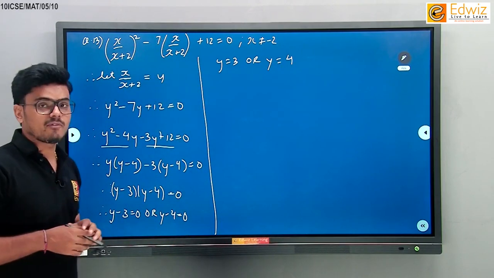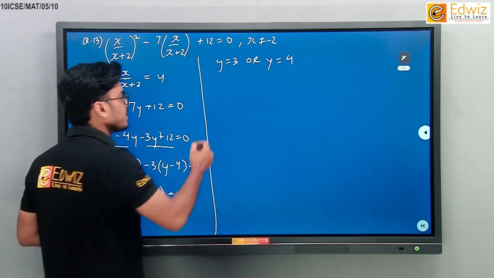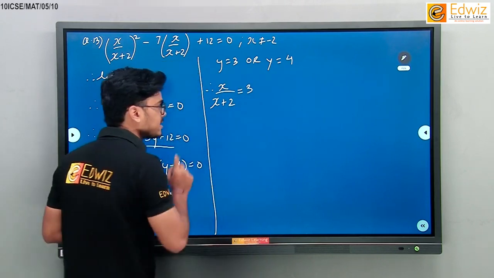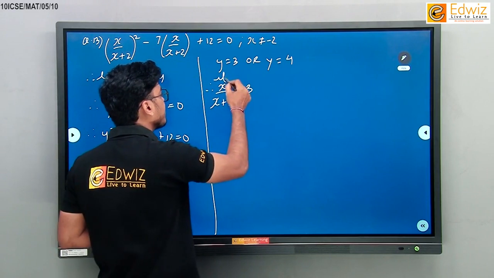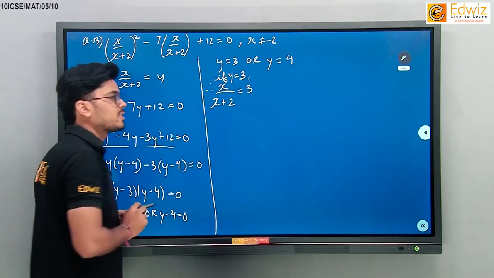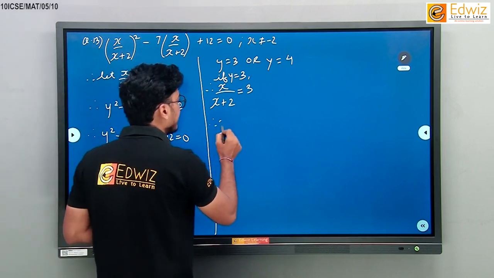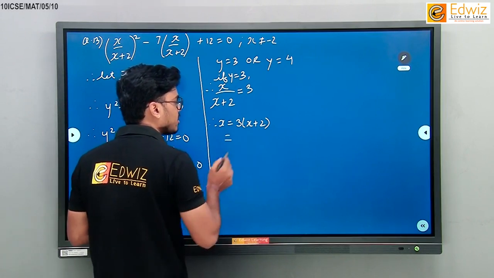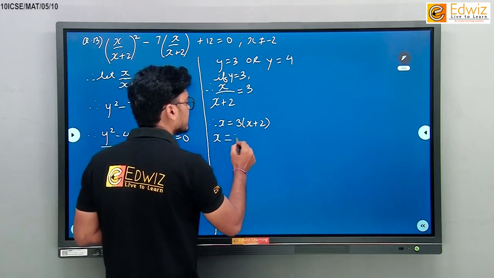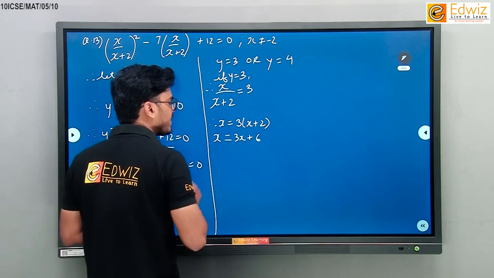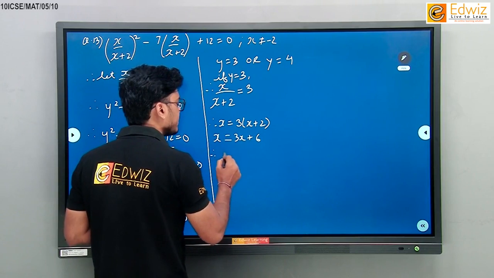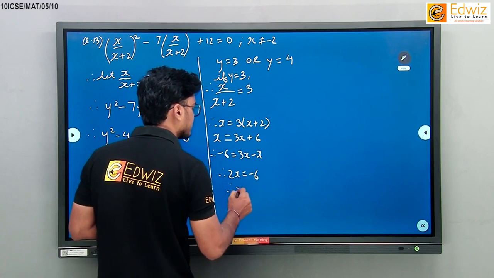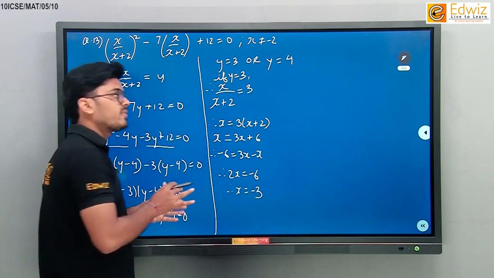Now resubstitute the value of y, which is x upon x plus 2. Therefore x upon x plus 2 equal to 3. For the first value, if y equal to 3, x upon x plus 2 equals 3. Cross multiply this, x becomes equal to 3 multiplied by x plus 2. Now this is just a linear equation, it's not even a quadratic equation. So x will be equal to 3x plus 6. What is the value of x here? Send that here, minus 6 on the left side. So 3x minus x, 2x will be equal to minus 6, x will be equal to minus 3. This is one value of x.